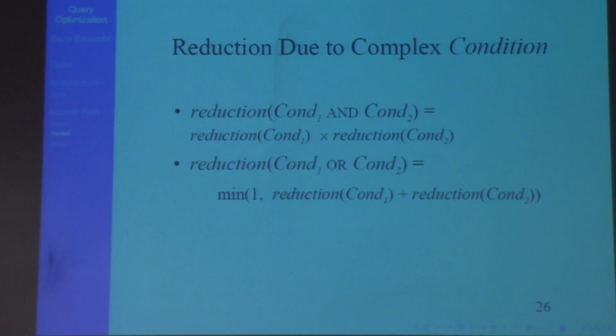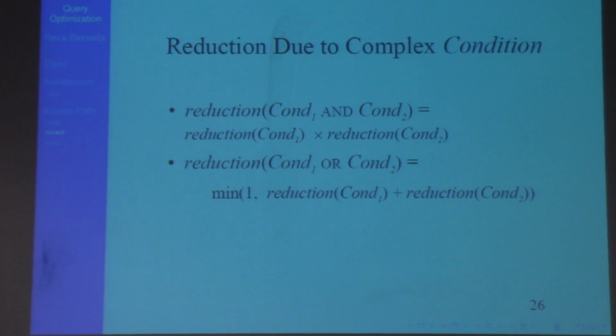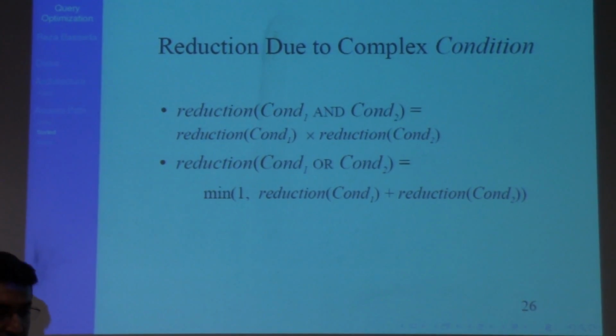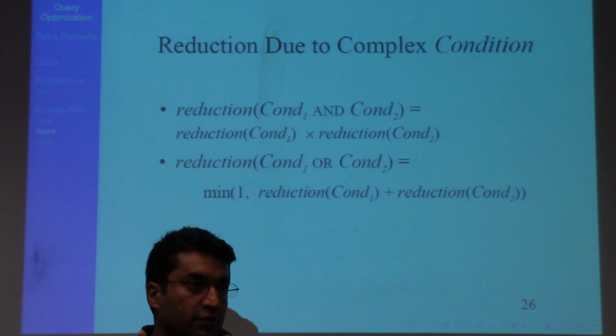Okay. So if you have a conjunction of two conditions, what is the whole reduction? Suppose that you have condition A and you have condition B. What is the whole reduction?